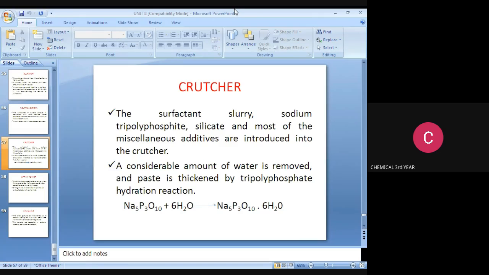Structure. The surfactant slurry, sodium tripolyphosphate. Students, listen: sometimes this type of reaction may cause problems. Tripolyphosphate, silicate, and most of the miscellaneous additives are introduced into the structure. A considerable amount of water is removed and the paste is thickened by the tripolyphosphate hydration reaction. Na5P3O10 plus 6H2O produces Na5P3O10.6H2O.